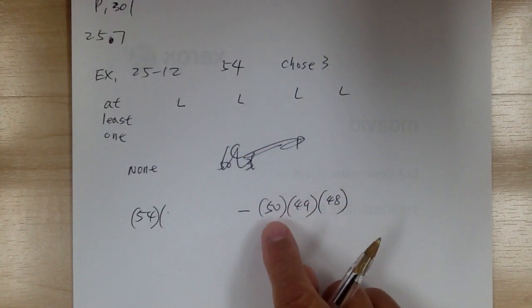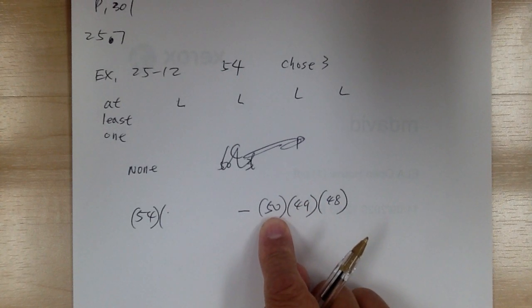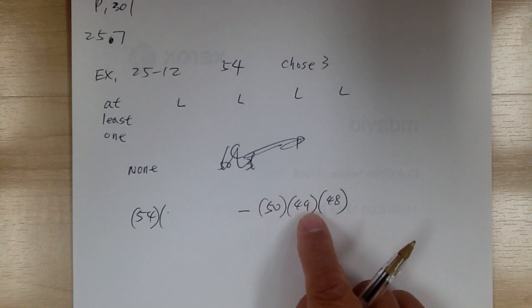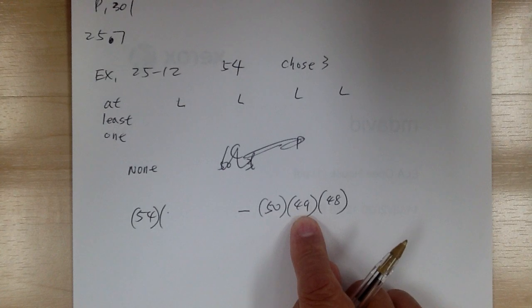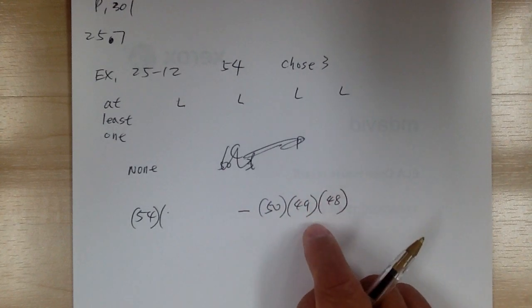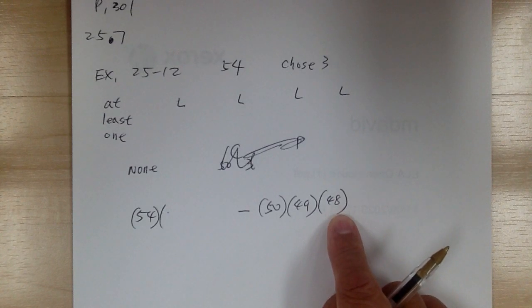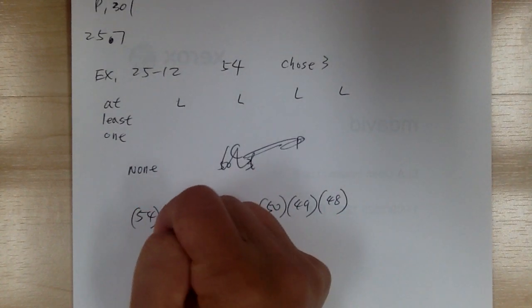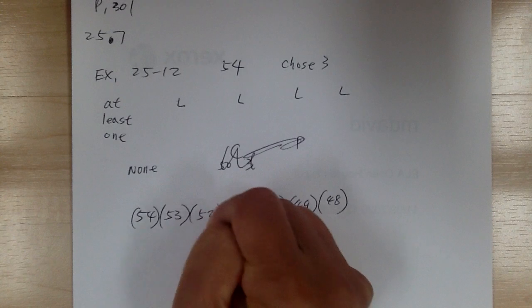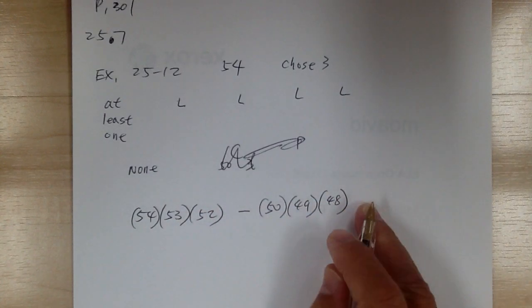So again, for the first person, there are 50 choices, right? And for the second one, we have 49 members to choose from, and then the next one would be 48. Now the total would be 54, 53, and 52. Okay, and so these would be the numbers.